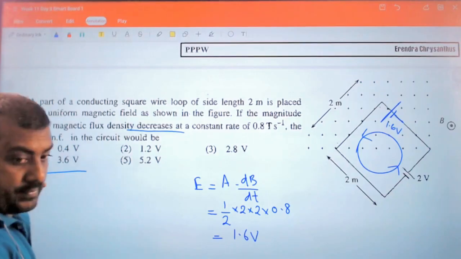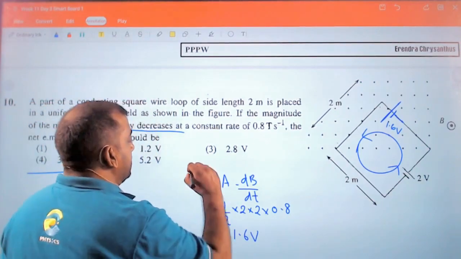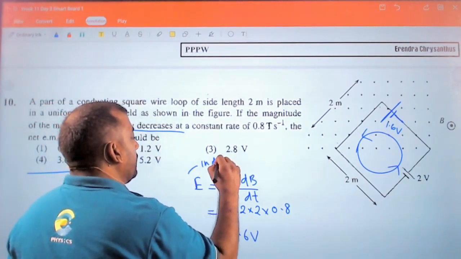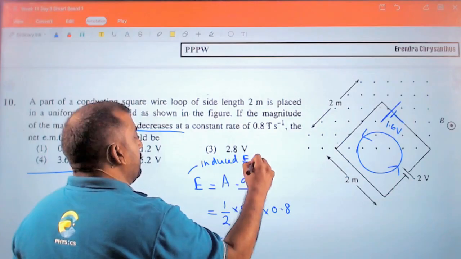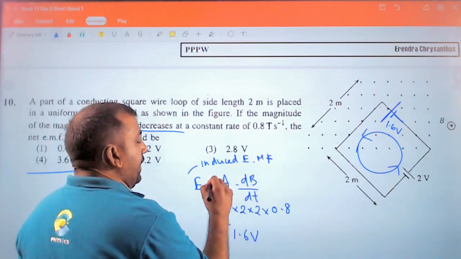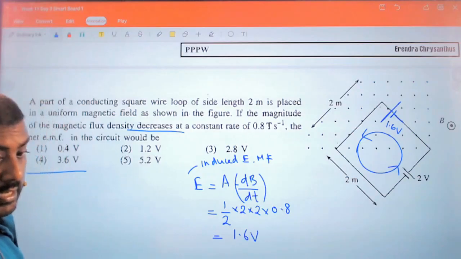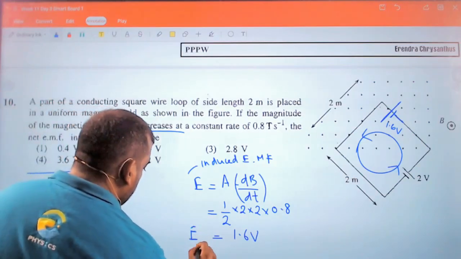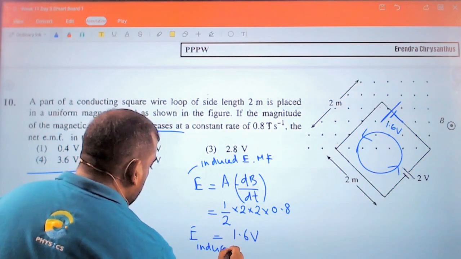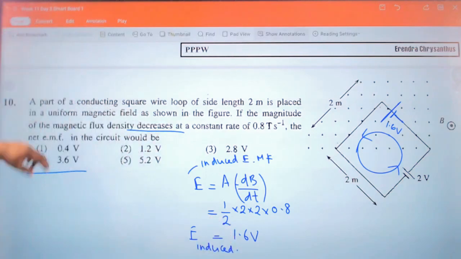Right. Now, so induced EMF. Area is constant, rate of magnetic field is changing. From there we can find the induced EMF. Induced EMF, right.